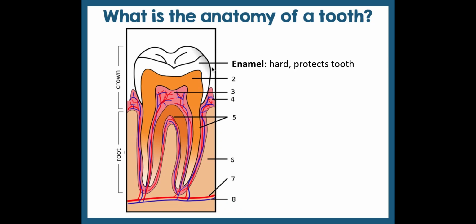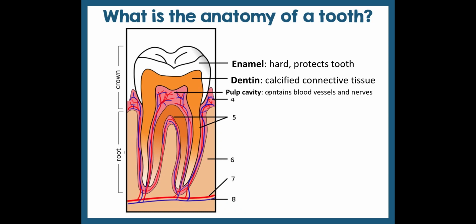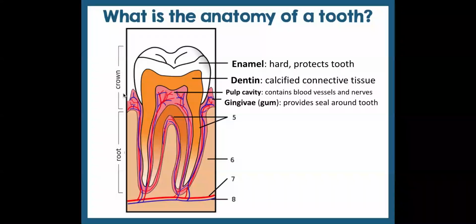At the surface here, you have the enamel. It's hard and it protects the tooth. Below that, you have the dentin. This is calcified connective tissue. Below that, inside that, you have the pulp cavity. This is where your blood vessels and nerves are located. And it's pointing to the gum. This is called the gingivae. It provides a seal around the tooth. So those four parts make up what's called the crown of the tooth.